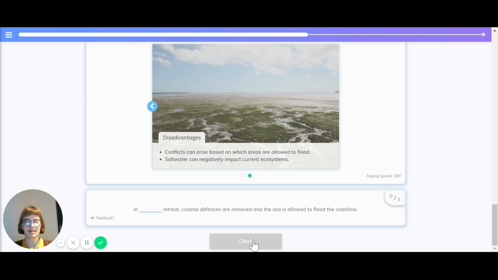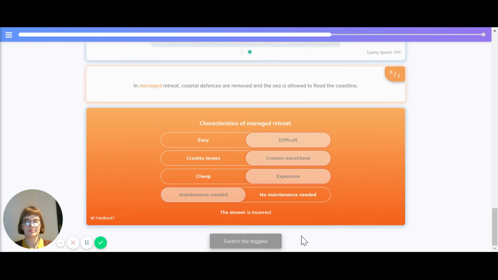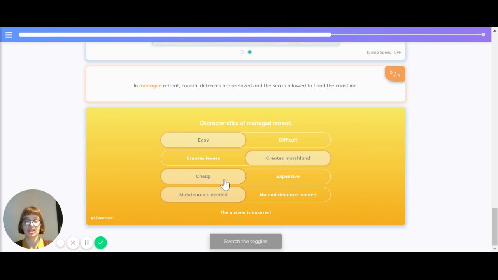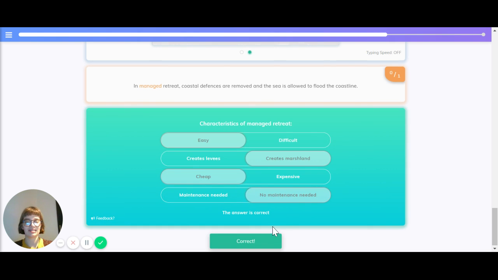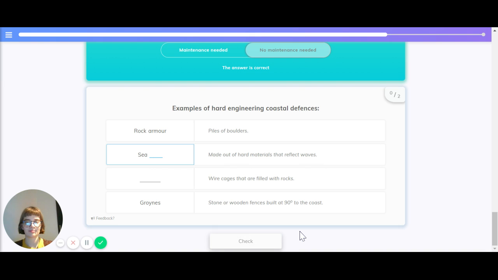So just quickly recap that. In managed retreat, coastal defences are removed and the sea is allowed to flood the coastline. What are the different characteristics of managed retreat? Is it easy or difficult? It's easy. Does it create meadows or does it create marshland? It creates marshland. Is it cheap or expensive? It's cheap. And is maintenance needed or is it maintenance free? The answer is maintenance free. Managed retreat is essentially just letting the sea carry on as it would without any intervention.